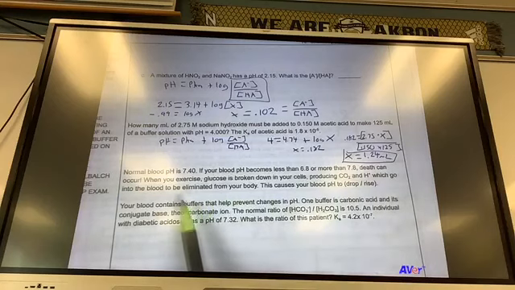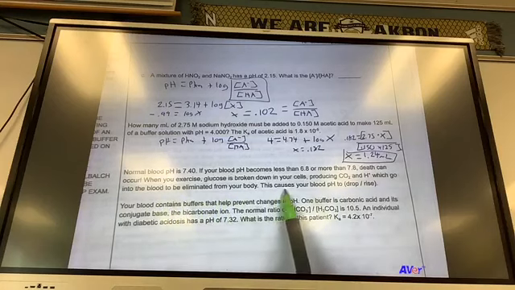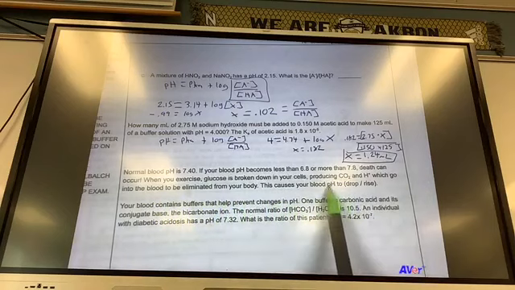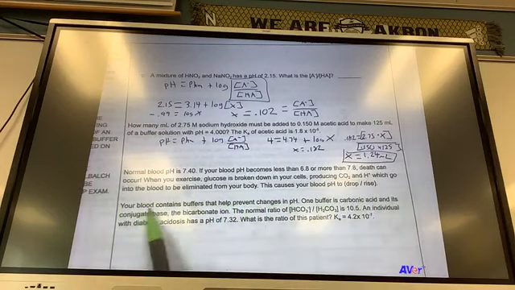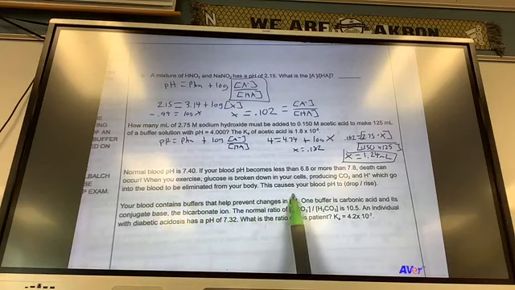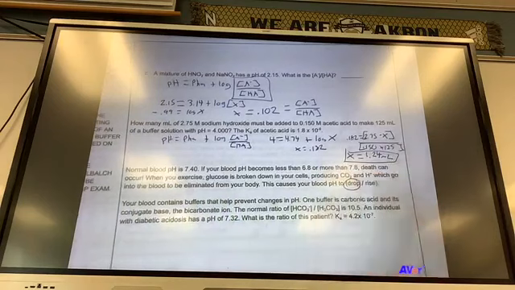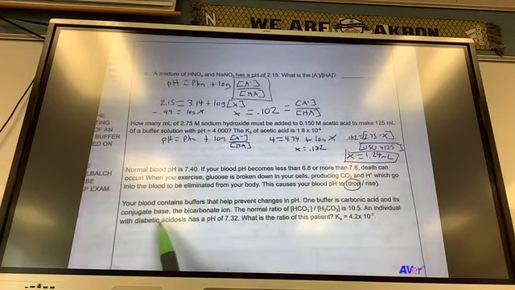When you exercise, glucose is broken down in your cells. So good for you. Producing CO2 and H+, which go into blood to be eliminated from your body. This causes your blood pH to do what? Drop. Why? H plus goes up, so pH goes down. There you go.